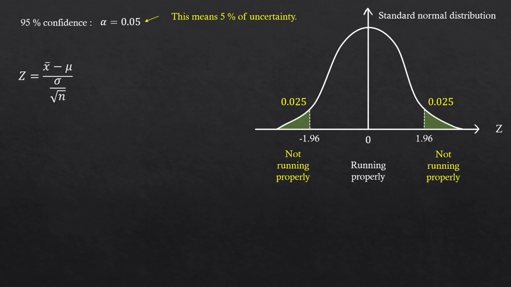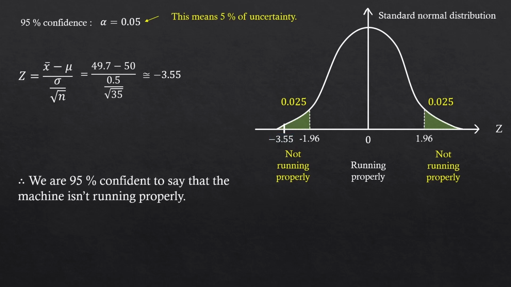You've seen this z-score formula, right? You had a sample data, so instead of the population version, we are using the sample version that has this dividing by square root of n. Let's plug in our numbers. We got about minus 3.55. Oh, that is outside of the range. We are now 95% confident to say that the machine isn't running properly. We could call the boss for help.